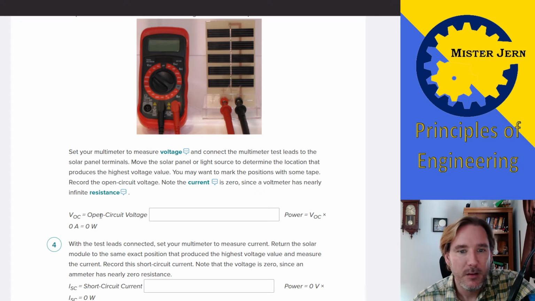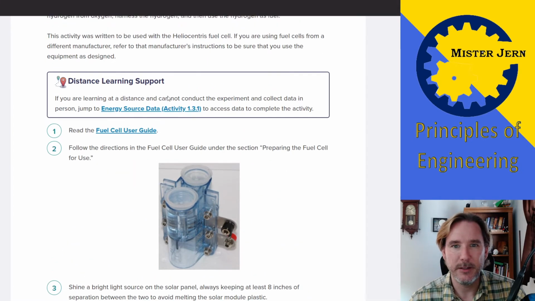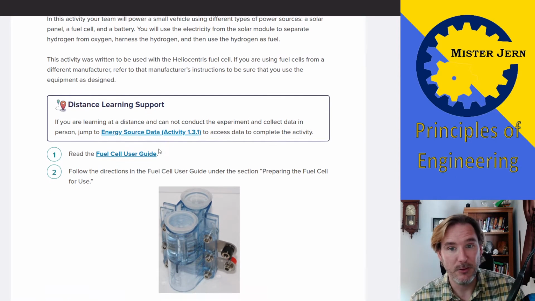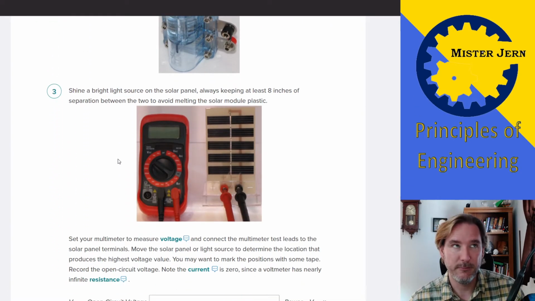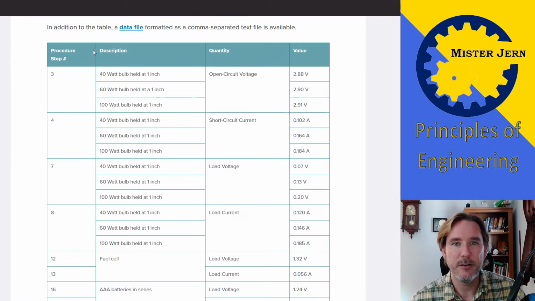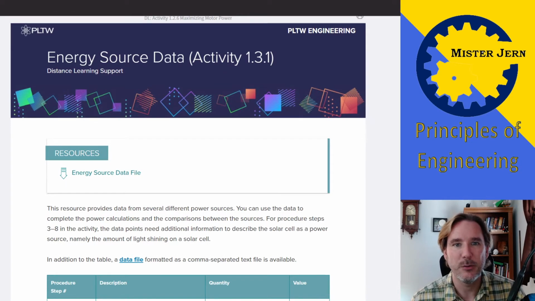Okay, so when you get to this point, there's a little link right here. This is going to be some of your data. The data that you'd be measuring if you were actually doing this or something similar. So you'd have to click on that, and you would get, so here's some data. It gives a little bit of information, just energy source, distance learning.